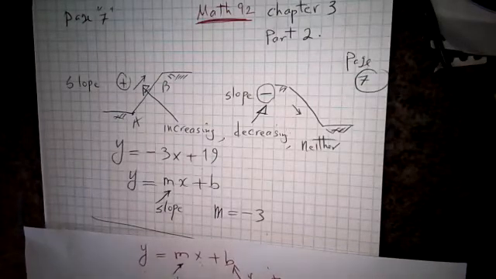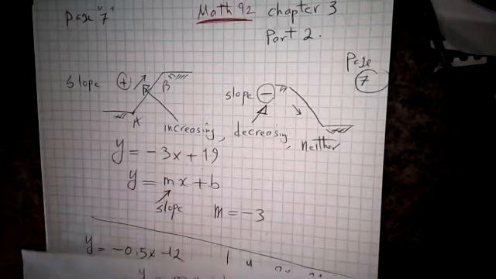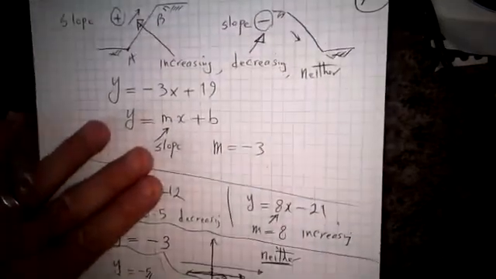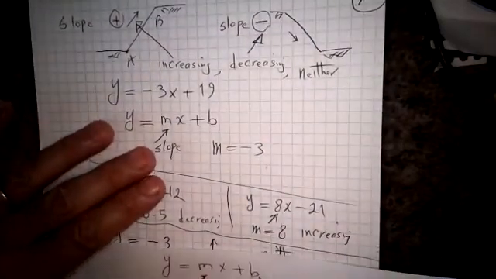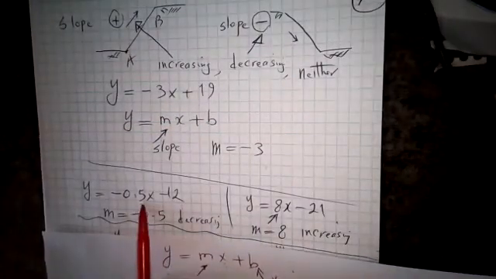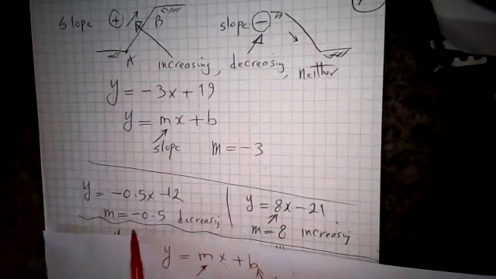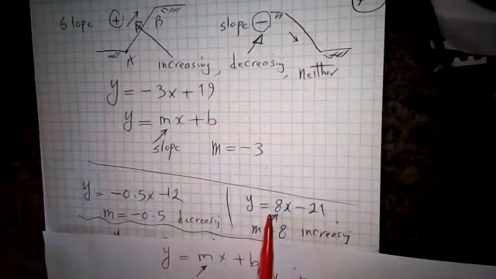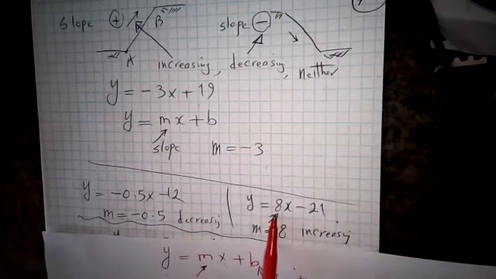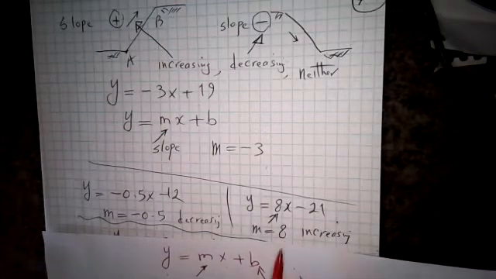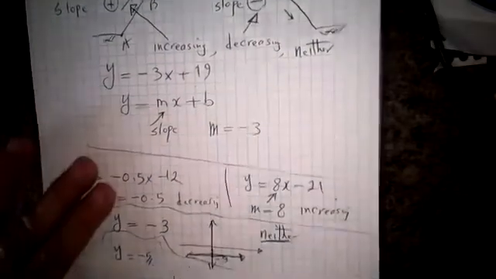So we give you some problems and we ask you whether the line is increasing, decreasing, or neither. Look at these two problems here. On this one, y is minus 0.5x minus 12. That means the slope is a negative number, so it is decreasing. The other one, the second equation, y is 8x minus 21. You see, 8 is positive, then the line is increasing.